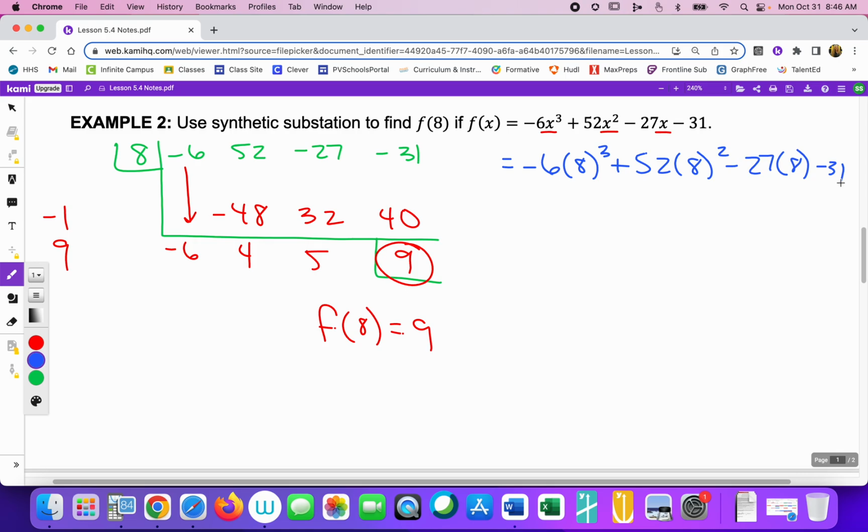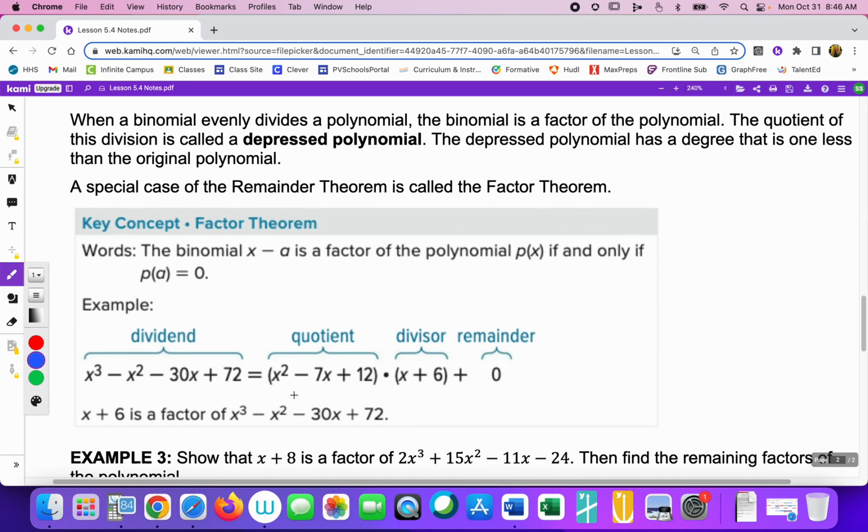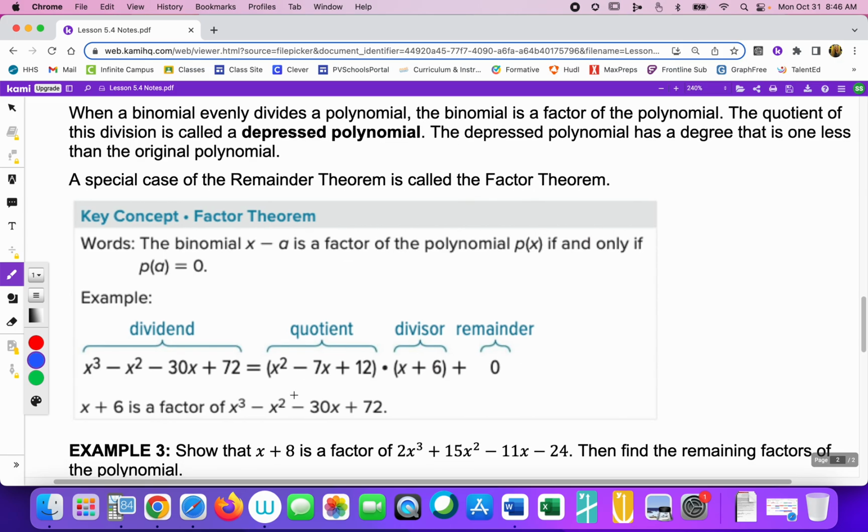Anything else before we move on? If it says use synthetic substitution, you do need to do it, but I do want you to focus on that aspect of it today. All right. We're very chatty today. Rein it in.